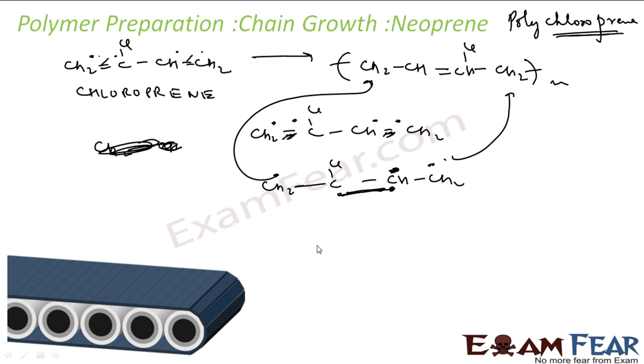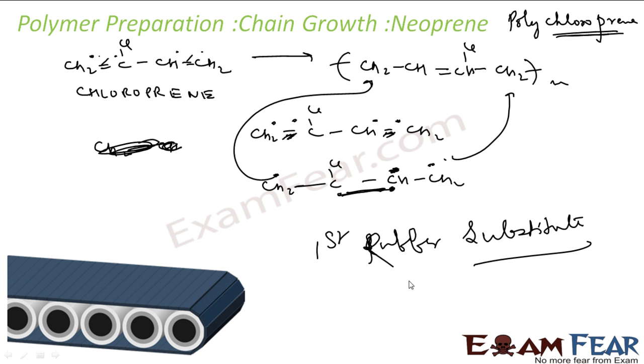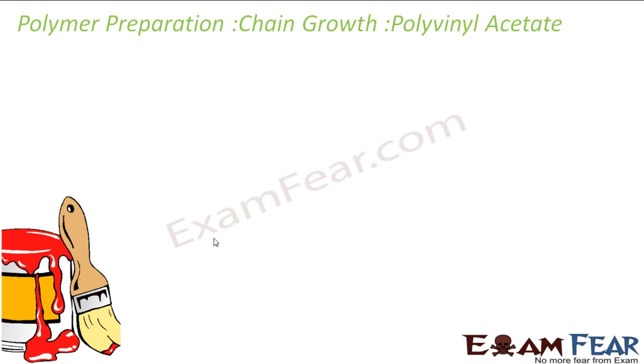It is non-inflammable. It is the first successful rubber substitute, that is, synthesized. It is even insoluble in chloroform. It has high temperature resistance and is used in conveyor belts. This rubber, or this polymer, is used in conveyor belts.